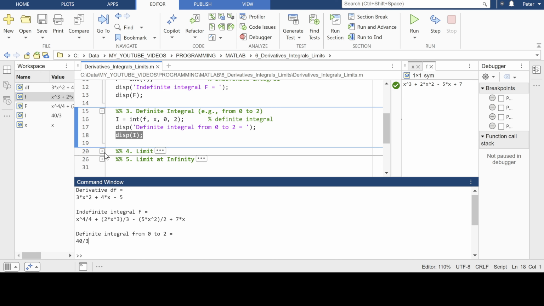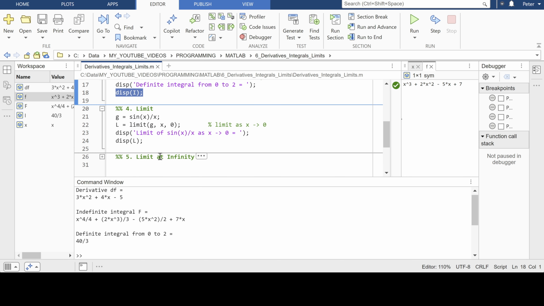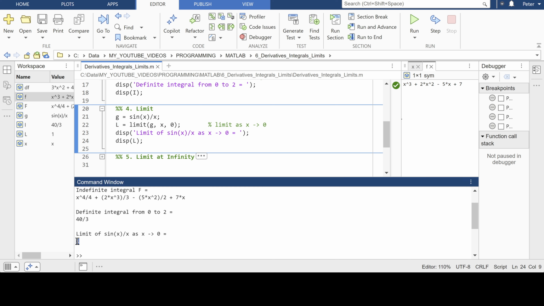Limits are another essential concept in calculus. Let's examine the classic expression sin x over x. As x approaches 0, this expression becomes undefined if evaluated directly, but its limit exists. We calculate it using limit of g, x, 0, where g is the expression sin x over x. MATLAB correctly returns 1, the well-known limit from fundamental trigonometry. This is extremely useful when analyzing continuity or resolving indeterminate forms.